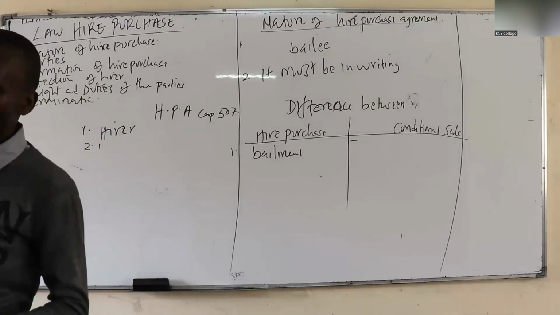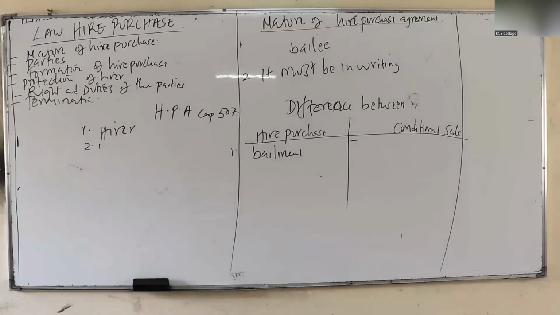Number four, parties include the hirer and owner. On the other side, parties include buyer and owner.